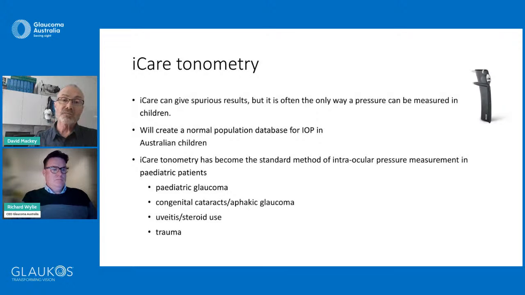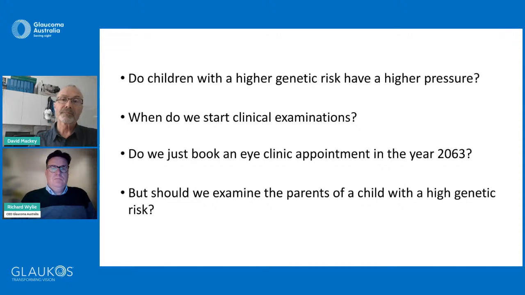And then the last group are children who've had a heavy injury to the eye where there's been internal bleeding, and this can damage the drainage pathways, and we need to monitor these children for risk of developing later glaucoma. So there's a large number of children where getting a normal range of pressures will help.